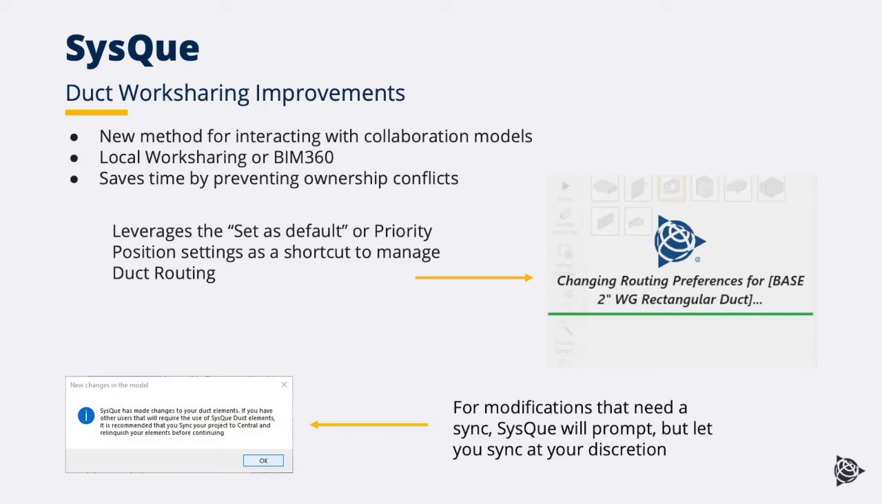So what we're doing now is we're leveraging the set as default or priority position settings as your Revit duct routing preference management. And if you have made a modification in your model, instead of locking up your permissions and preventing users from working together in the same project with maybe the same system and same duct type, we're actually just going to give you a prompt saying that you've made a modification. It could potentially need to be synced, but we leave it up to you on whether or not you want to make that sync.